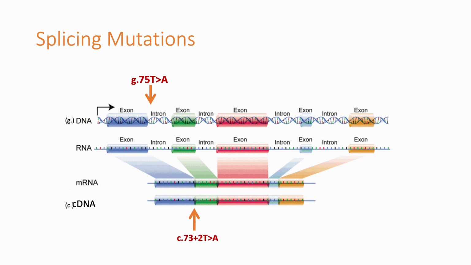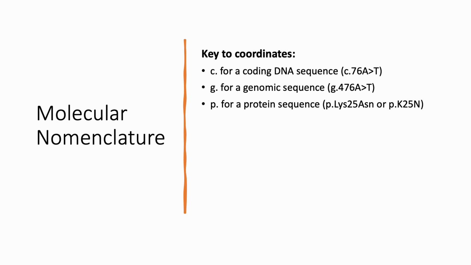On the other hand, c.73+2T>A represents a mutation in the cDNA, specifically in the splicing region. The plus 2 indicates that the mutation is located 2 nucleotides into the intron, just after exon 73. In this case, thymine is replaced by adenine at that specific point, which can affect the proper splicing of the mRNA.